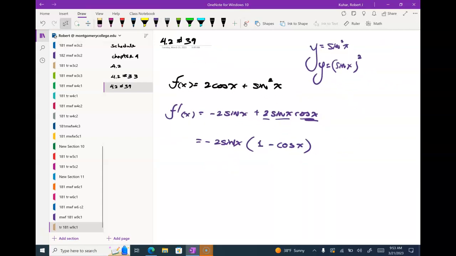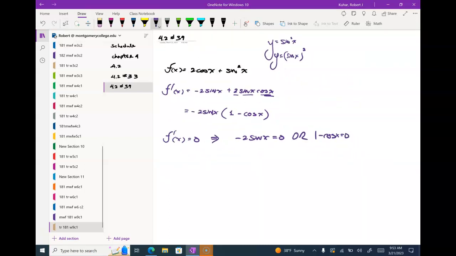So now we don't have a denominator, which is nice, so we just have to find criticals for when f prime equals 0, right? f prime of x equals 0 tells me what? That negative 2 sine x equals 0, or 1 minus cos x equals 0. So the first one says, that means just sine x equals 0, or cos x equals 1. Those are both easy, right?